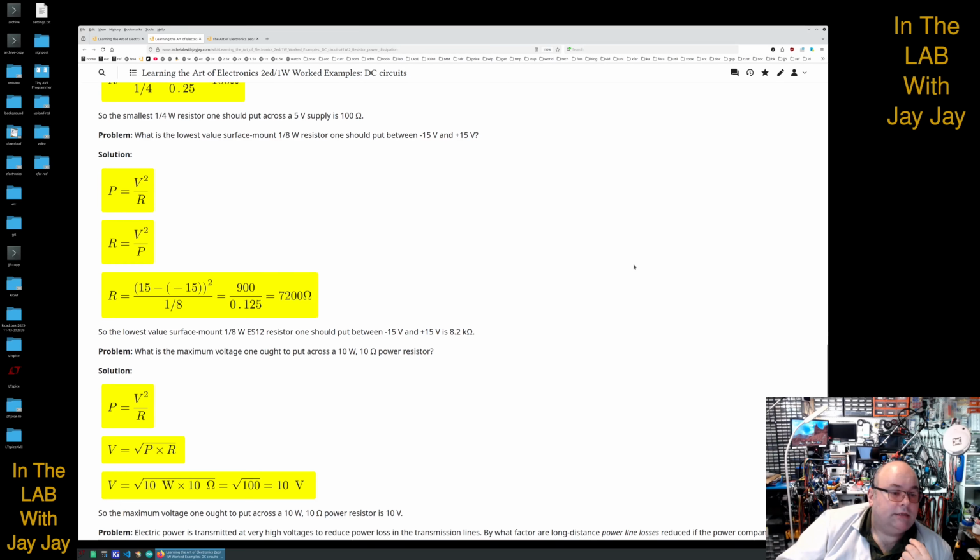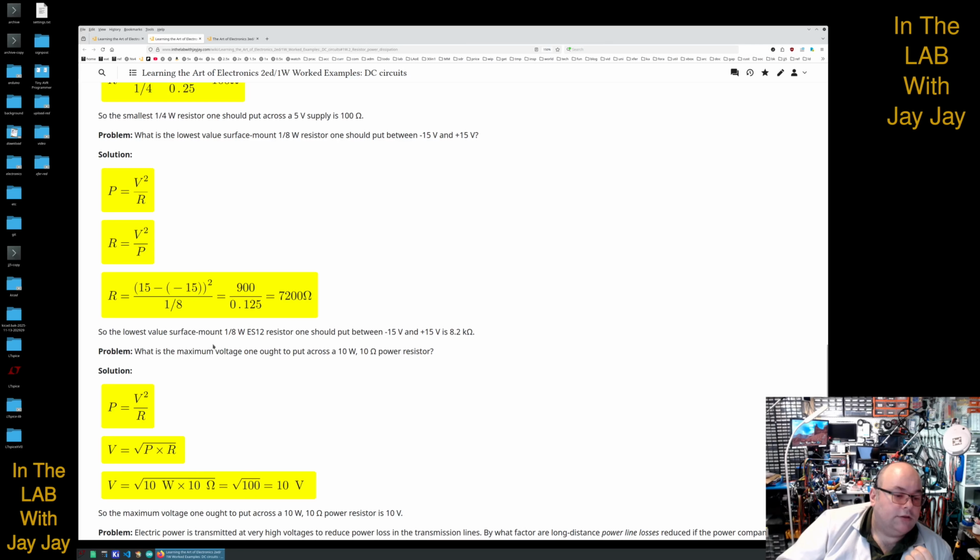The next problem is, what is the lowest value surface mount 1/8 of a watt resistor one should put between minus 15 volts and plus 15 volts? Again, power equals V squared on R and R equals V squared on P. In this case, R equals 15 minus negative 15, which is 30 squared, divided by 1/8, is 900 divided by 0.125, which is 7,200 ohms.